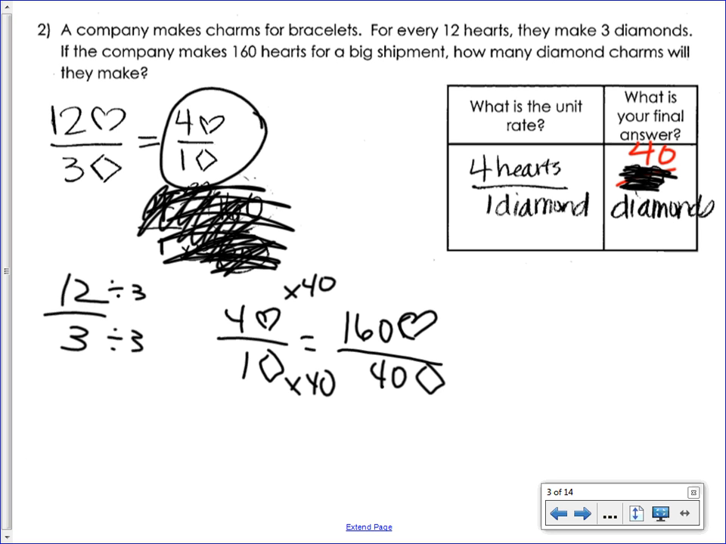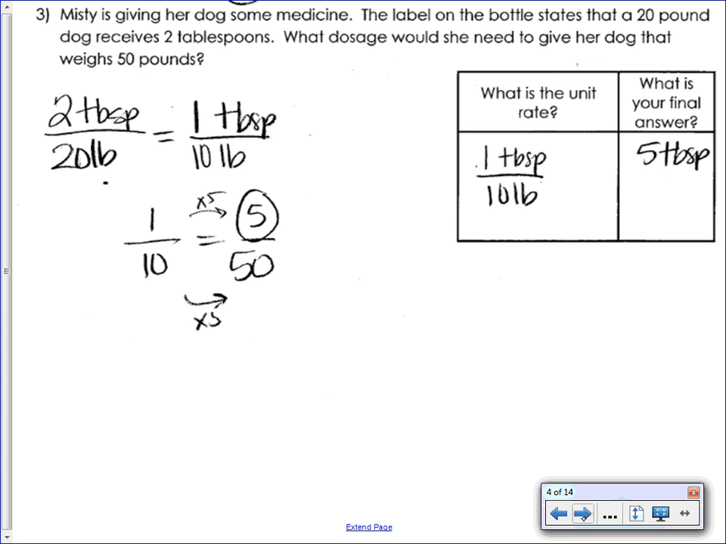All right, so now we're going to look at the next problem. Misty is giving her dog some medicine. The label on the bottle states that a 20-pound dog receives 2 tablespoons. What dosage would she need to give her dog that weighs 50 pounds?